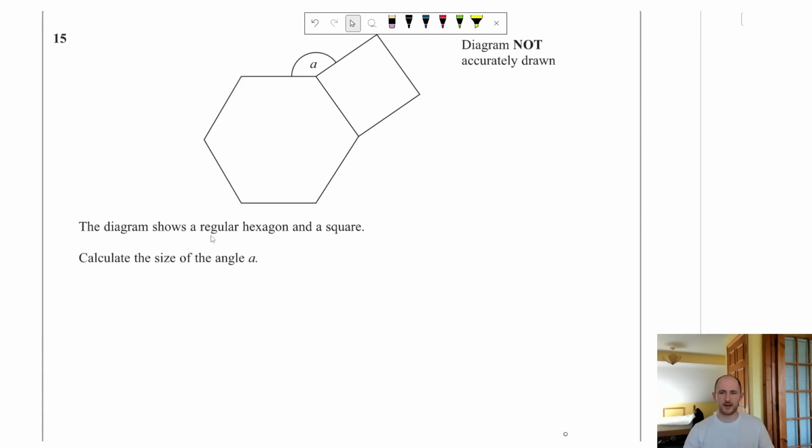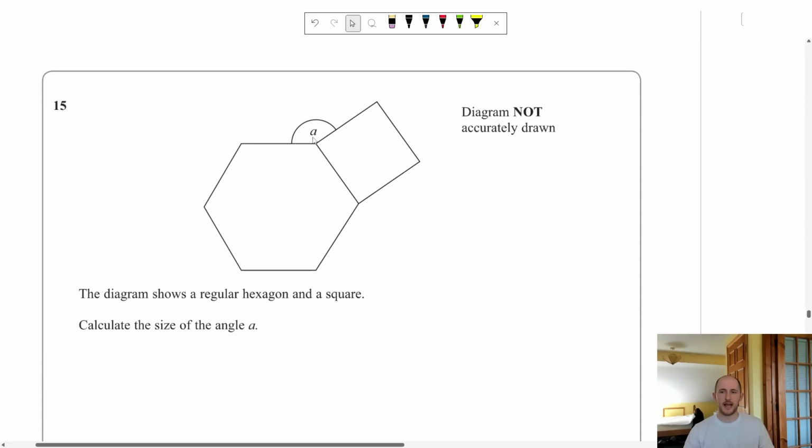So the diagram shows a regular hexagon and a square. Calculate the size of angle A. And as you can see, angle A is this exterior angle here. And one thing you could do is, sure, we're just going to work out the exterior angle of a hexagon and the exterior angle of a square and add them together. That's one thing you can do. Or you could work out the interior angles, add them together and minus them from 360.